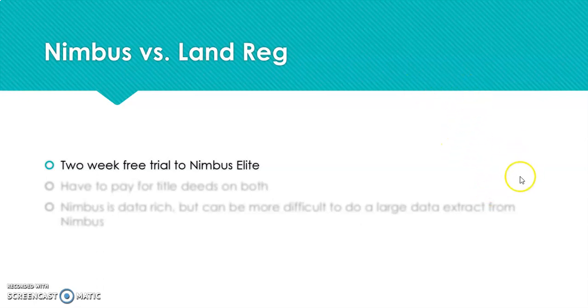If you get that, you can actually go in and have a look at the data to see if it's going to be of use to you. For both Nimbus and Land Reg, you've got to pay for the title deeds. So if you want to find out who owns a property you're interested in, it's the same on both.